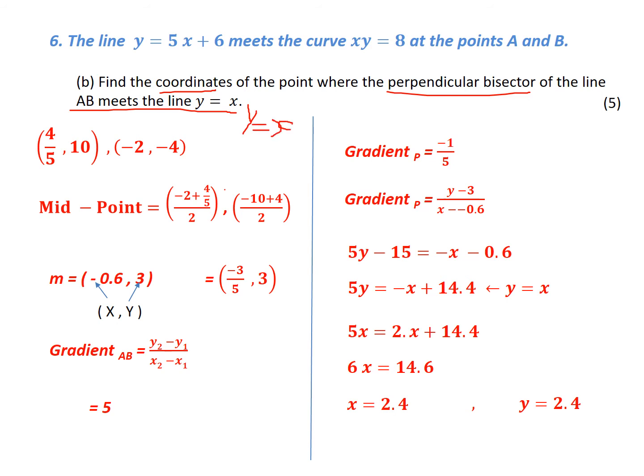Now we already know the two coordinates. We will simply find out the midpoint through the formula, and we will also find the gradient. First we will find out the gradient of line AB and the perpendicular bisector, and we will just simply put in the values. This is what we will get.